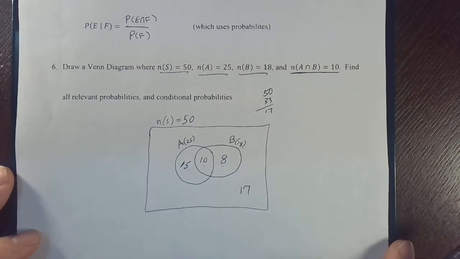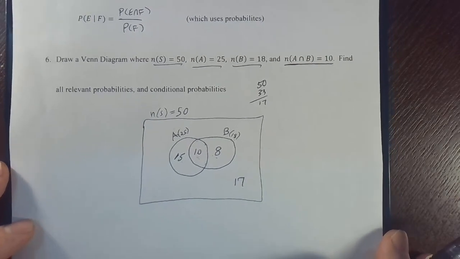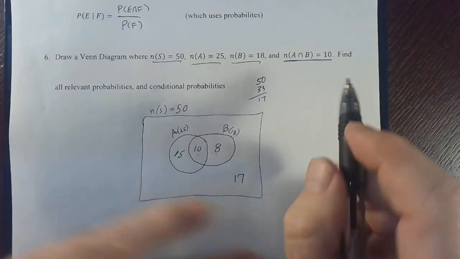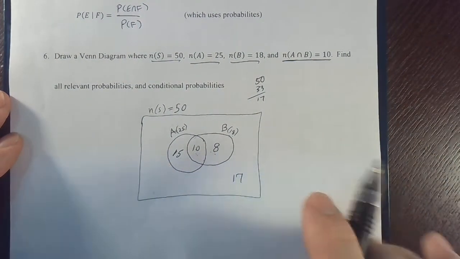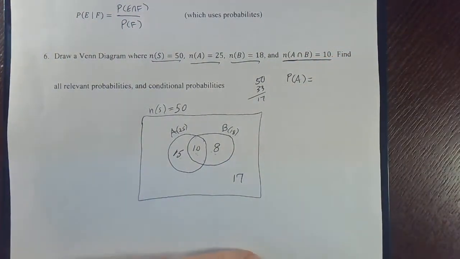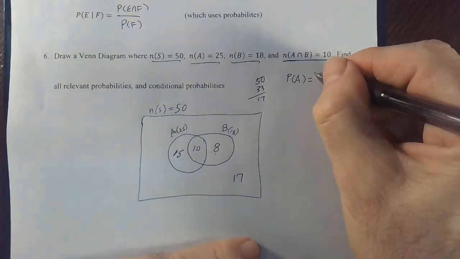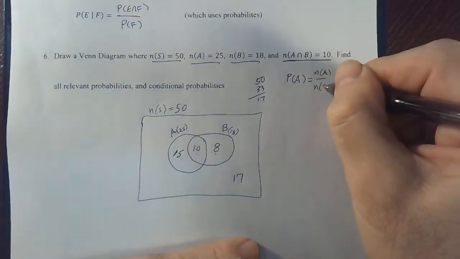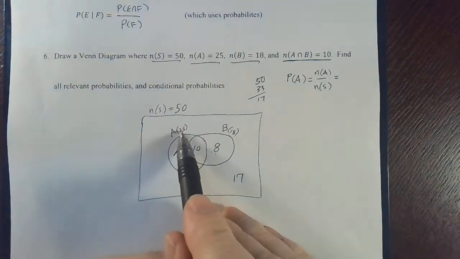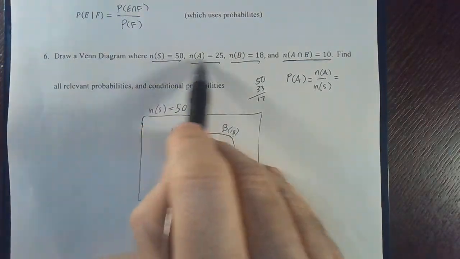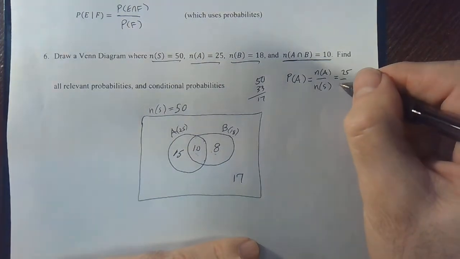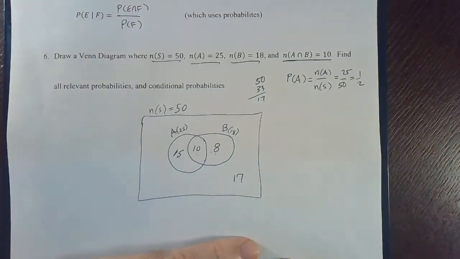And it says find the relevant probabilities. I don't know if I'll do all of them because there are a whole bunch of them. But let's start up here. What is the probability of event A? Well, by definition, it's the number of elements in A over the number of elements in S. How many elements are in A, in the entire circle? It's 25. We were already told up here. Number of elements in A is 25. Number of elements in S is 50. So we could reduce that if we wanted to 1/2.